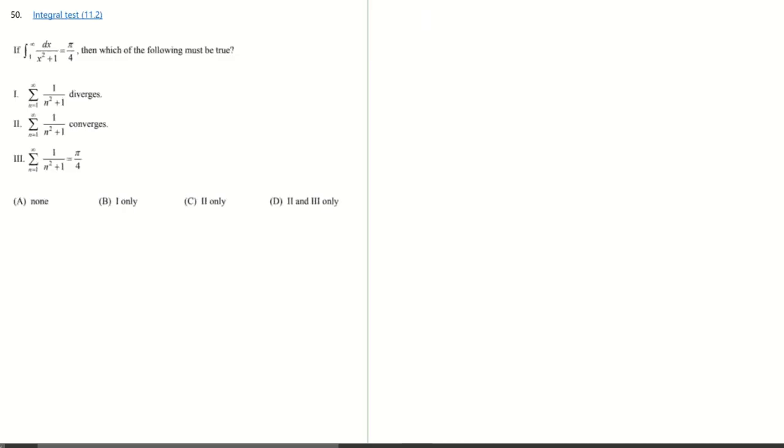Right. Now we got the integral test. If the integral from 1 to infinity of 1 over x squared plus 1 dx is pi over 4, okay, that means that the corresponding series converges, right? Because the integral converges. They're either both finite or they're both infinite. And another thing we need to know is that the series is bigger. I think that's worth just knowing.